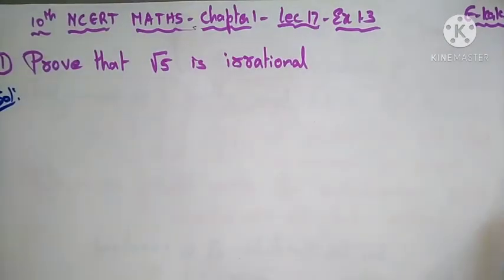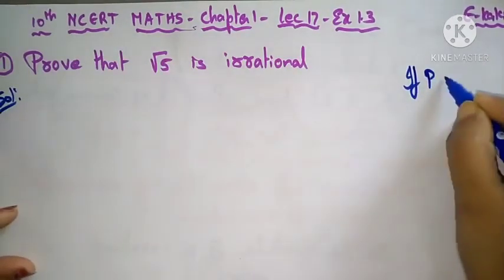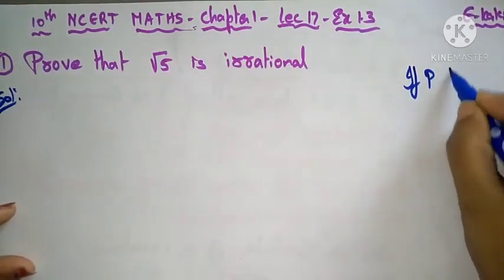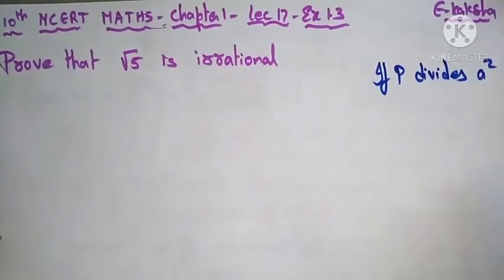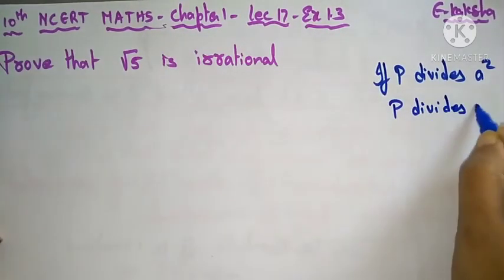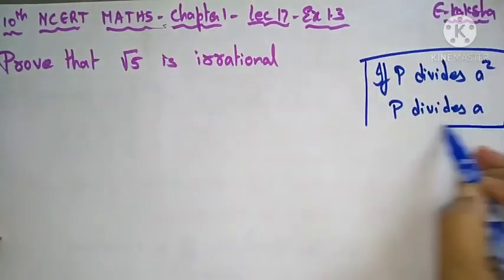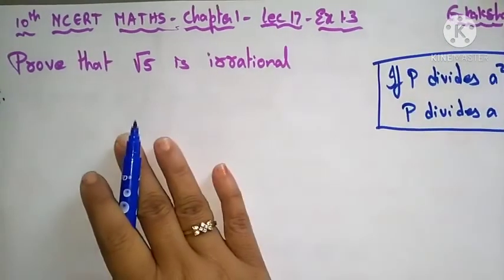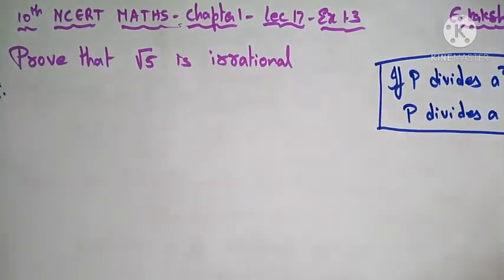So while proving, the first thing is you have to recall the theorem that we proved: suppose p is a prime number, if p divides a square, where a is an integer, then p divides a. Okay, so this is the theorem we have proved already. So based on this theorem, we are going to prove whether the given number is rational or irrational. Okay, now let's start the procedure.